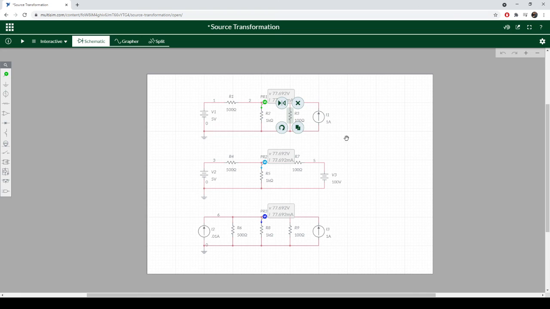If there was something else in parallel, it wouldn't matter, but if there was something else in series here before this parallel, it wouldn't work. So we have to be very particular in where we apply this, but it can be extremely useful.